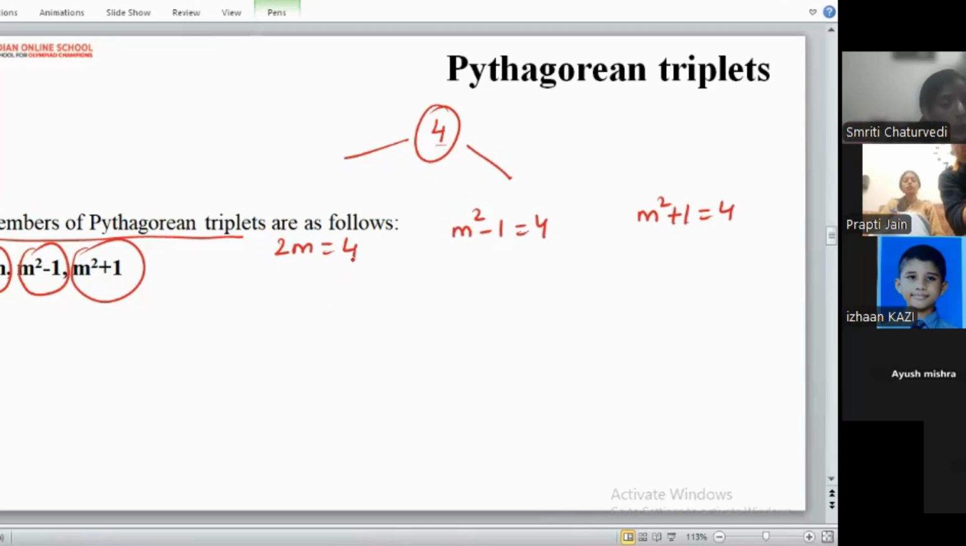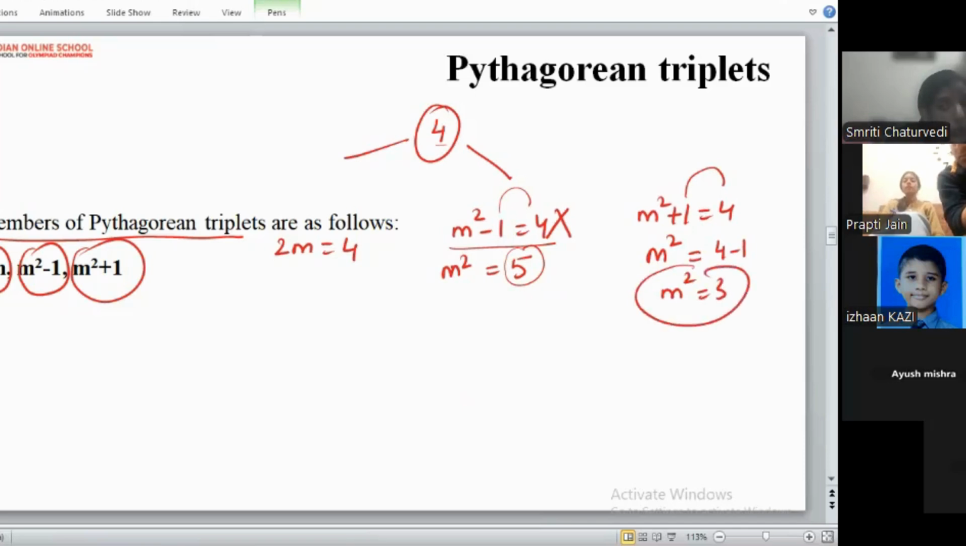For that, we need to solve it. If 4 equals m square minus 1, then m square becomes 5, and 5 is not a perfect square, not the square of any number. So 4 is not equal to this member. If 4 equals m square plus 1, then moving the 1 over gives m square equal to 3. Again, 3 is not a perfect square. So 4 cannot be equal to this member either.